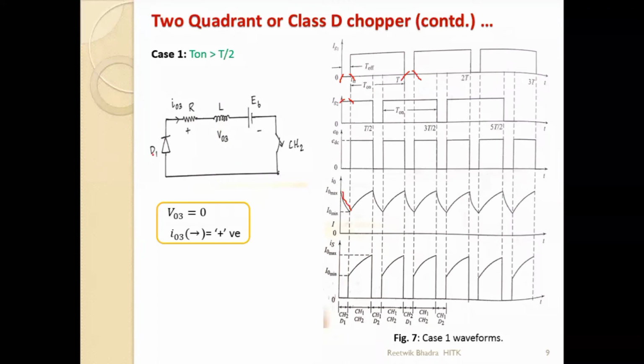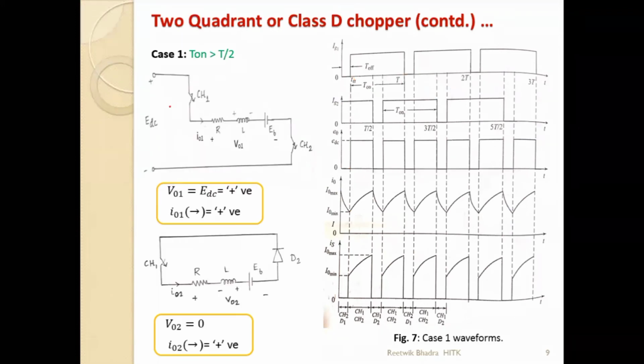V03 will be what? VD1 plus VCH2. If both are ideal, then V03 will be 0. So V03 during this region is drawn 0 over here. So these are the three modes of operation which will be there in case of T on greater than T by 2, and this process will go on repeating.